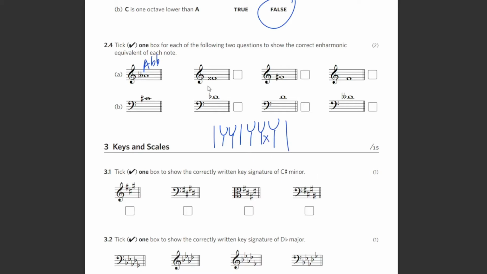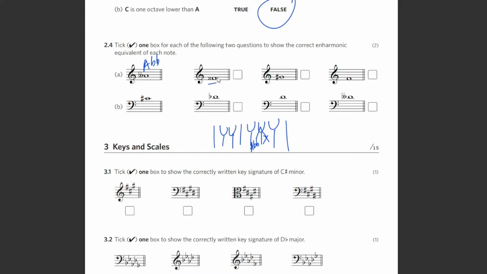So if you have a flat, you move one semitone to the left. If you have a double flat, you move 2 semitones to the left. 1, 2. So this is A double flat. Okay? So A double flat is essentially G. Now let's look at this note here. This is F. So it is F double sharp.